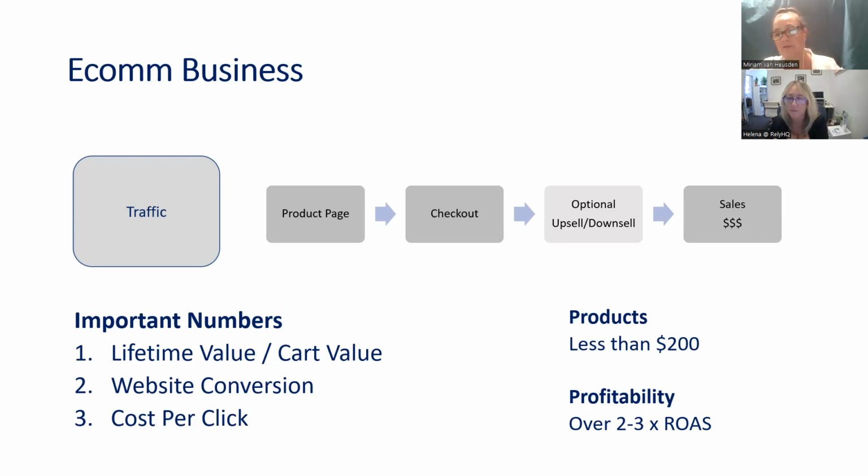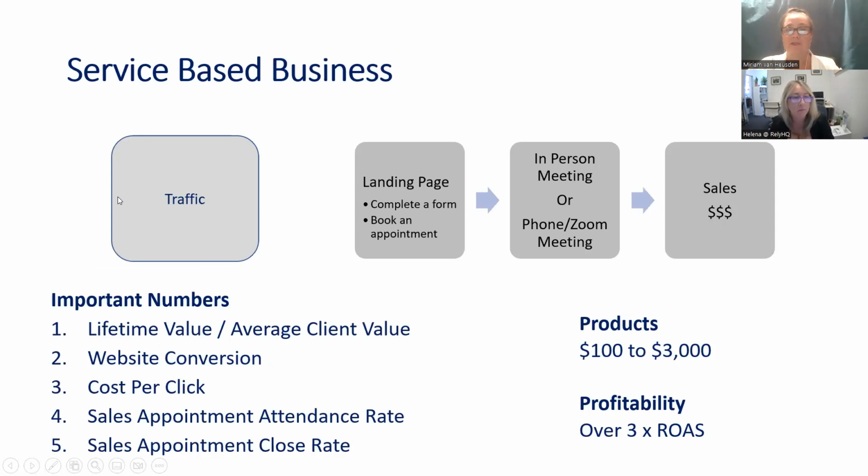Now, this is generally for products less than 200. So we're looking at multiple, smaller items. Profitability needs to be 2 to 3 times return on ad spend. So if you're looking at this cost per click, which is traffic to product page, you want to make sure your profit, not your sales, but your profit, is 2 to 3 times the spend here.